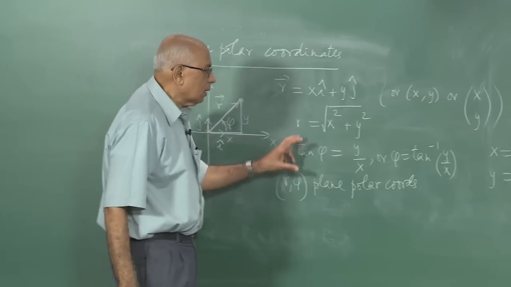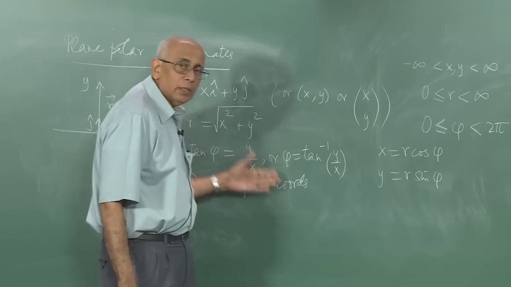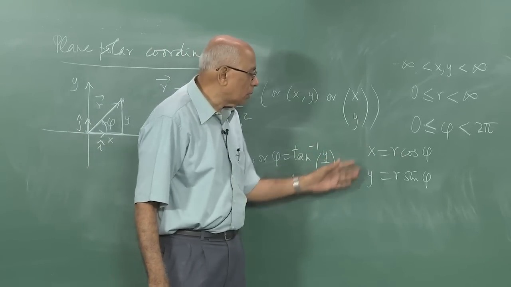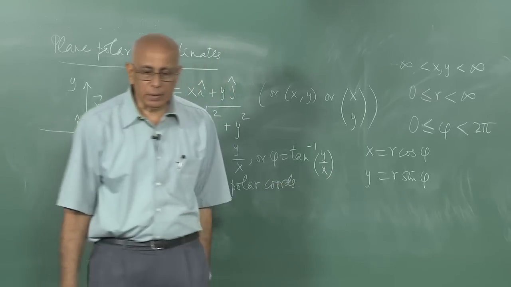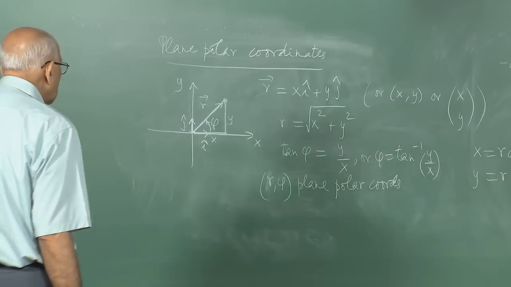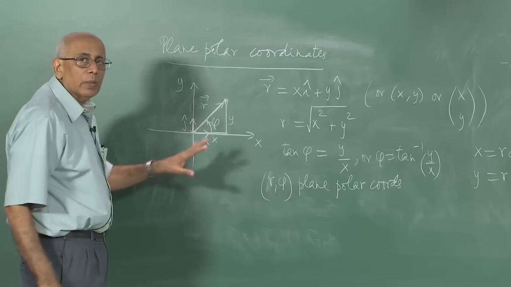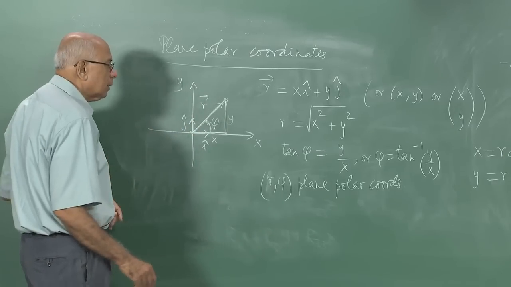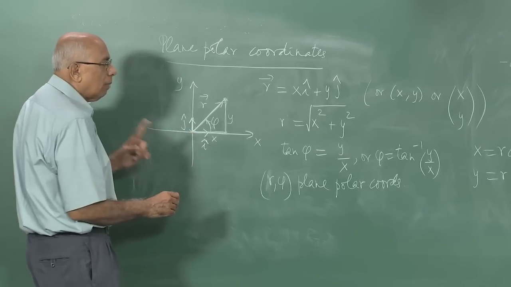So you have either this set of relations going from Cartesian to plane polar, or from plane polar to Cartesian, via this transformation here. Now whenever you have such a mapping from one set of coordinates to another, it's the same plane that we are talking about, but two different descriptions. There are some things called mapping singularities.